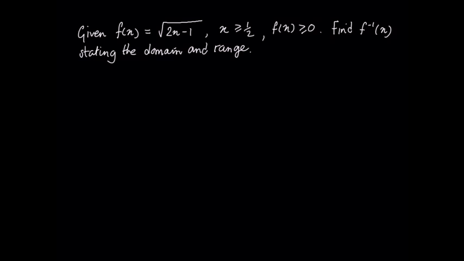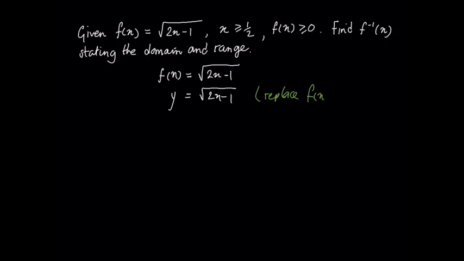So we need a strategy for solving problems like this, and I'll take you through this step by step. So we'll begin by writing f of x is equal to the square root of 2x minus 1. The first step is to replace f of x with y. So we'll write y is equal to the square root of 2x minus 1. And let's just make a note of that. Replace f of x with y.